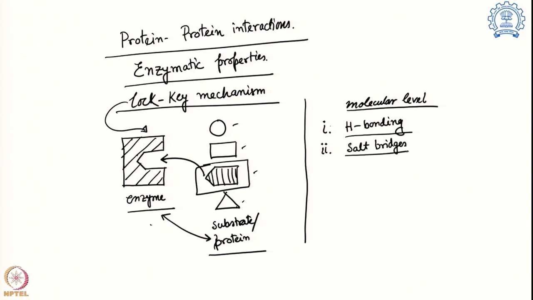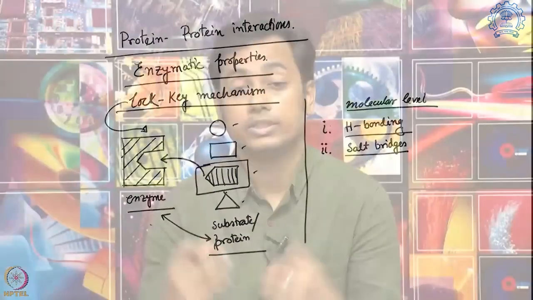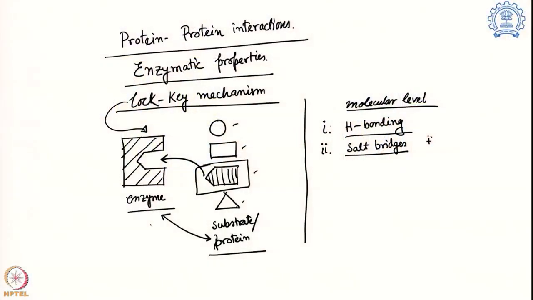So salt bridges are nothing but, over here, two different parts of the molecules coming together. One creates a positive charge and the other creates a negative charge, and then they create an electrostatic interaction which is favorable in nature.